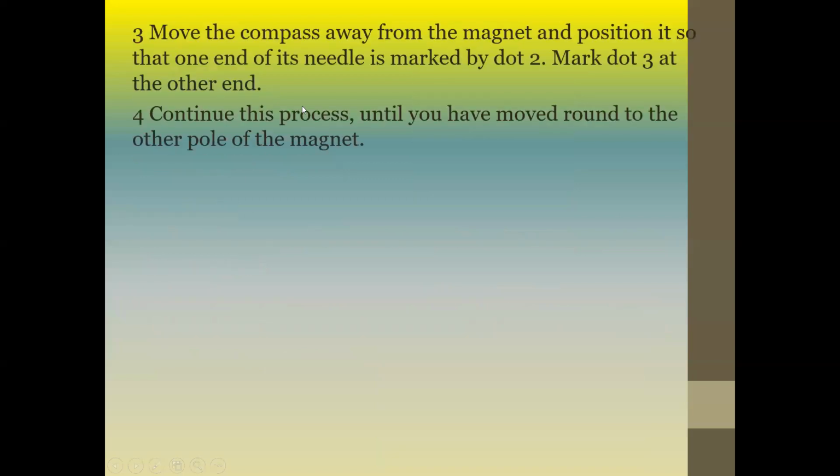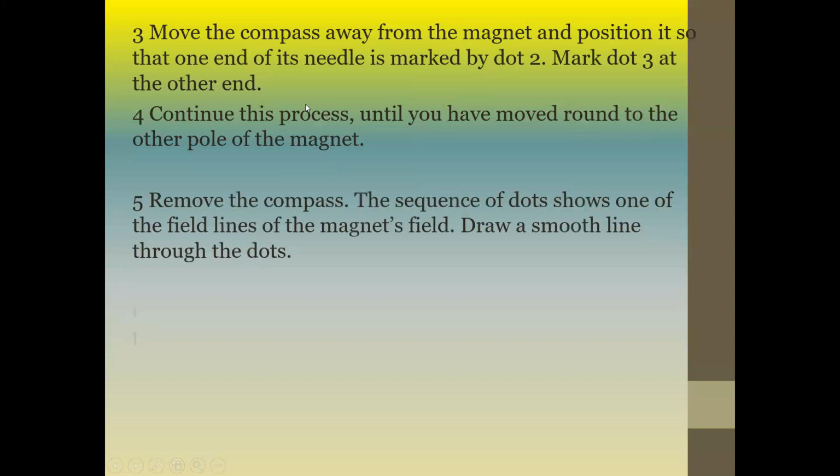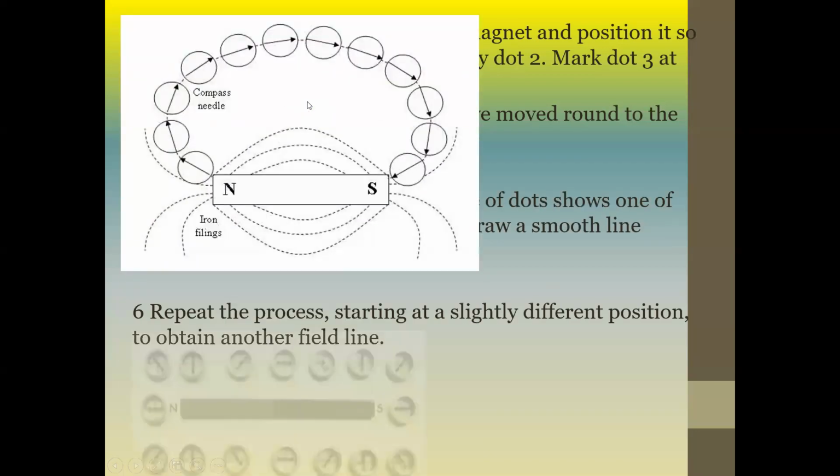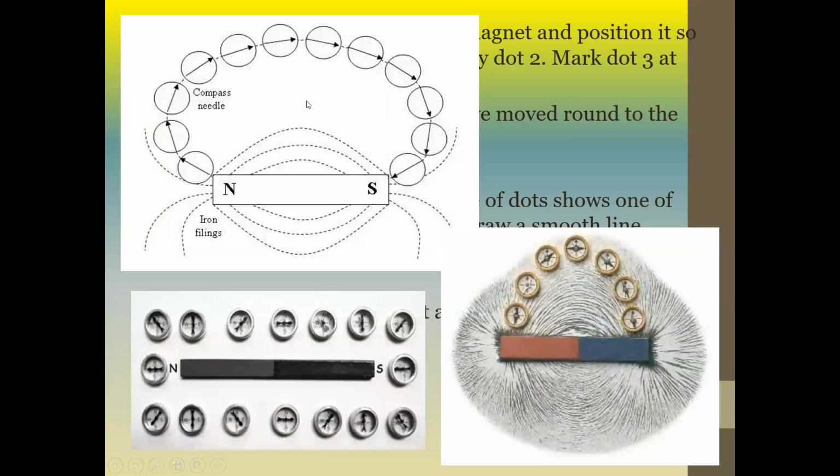And then we move the compass to a different position. For example, first we mark dot 1 and dot 2. Then we move the compass until dot 2 is in line, so we mark dot 3. Then we move the compass to dot 4, and so on, we repeat. So this will be the sketch of a magnetic field around the bar magnet.